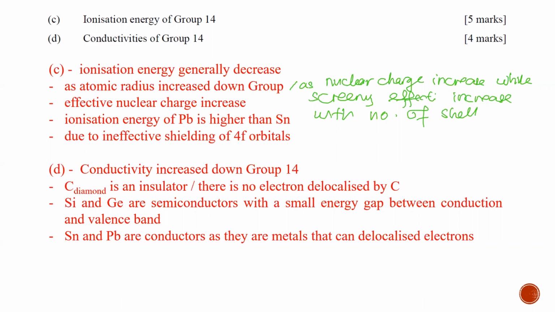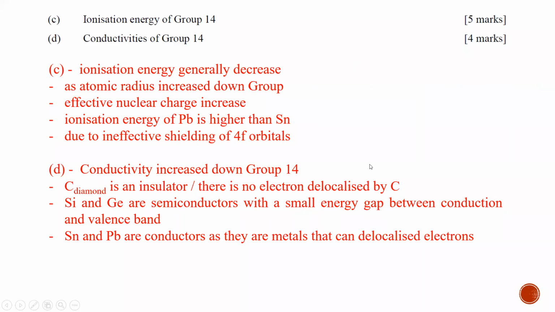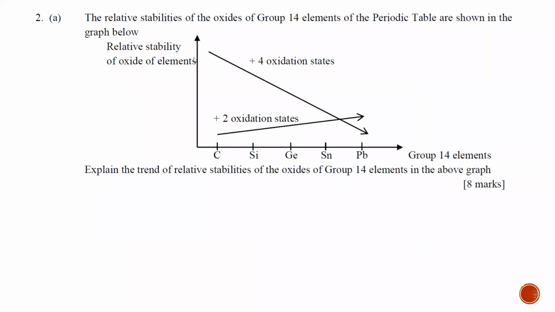Okay, so we still have enough time to go for one more essay, so we'll go for the second essay question. The relative stability of the oxides of group 14 elements in the periodic table are shown in the graph below. So that is the relative stability graph. Explain the trend of the relative stability of the oxides of group 14 in the graph above.